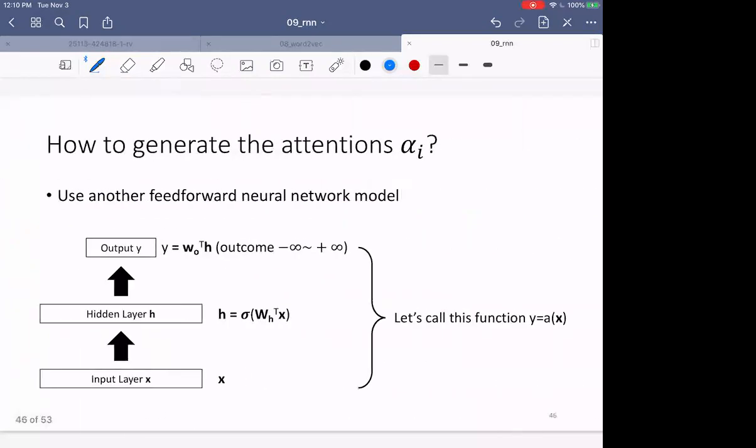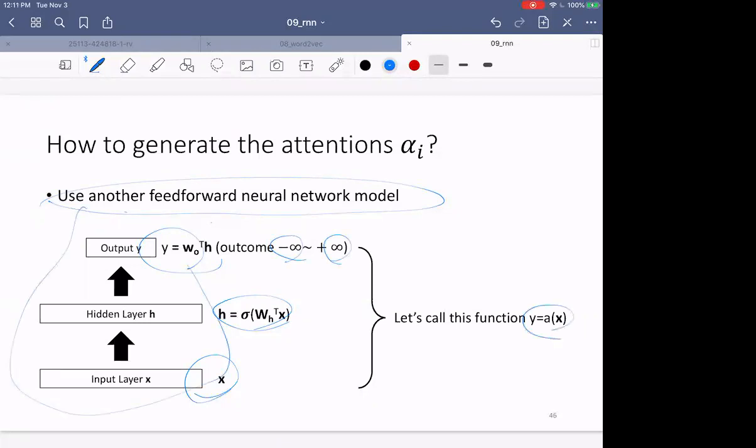So let's look at this. It's another feedforward neural network, typically with a couple of hidden layers: an input, a hidden layer, and then an output. The important thing is that the output is linear. There's no softmax and no sigmoid. It's just a linear output, so the range of the output is negative infinity to positive infinity. I'm going to call this function A. The input is some vector and the output is any scalar value between negative infinity and positive infinity.